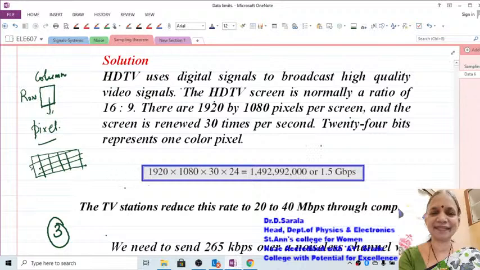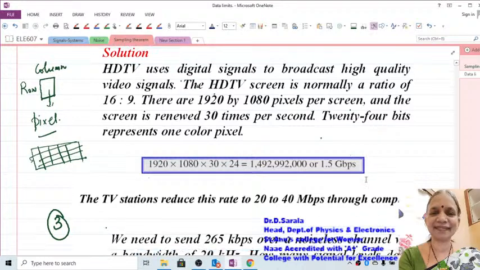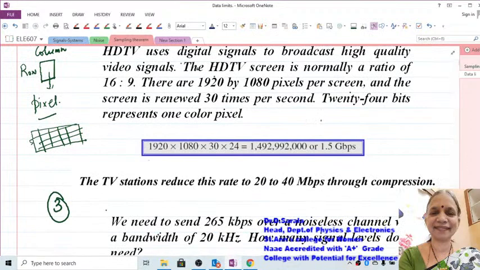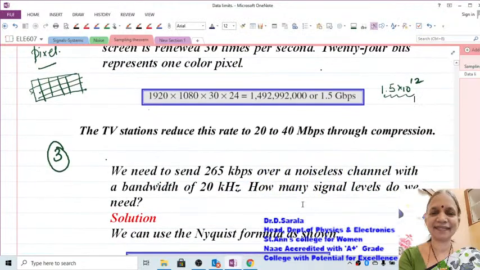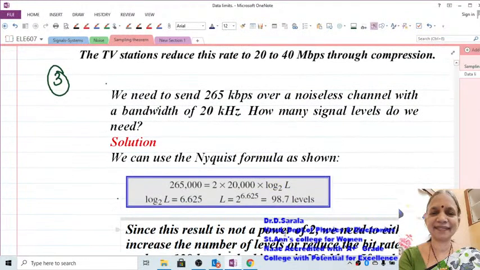So, how do you calculate this? 1920 into 1080, that is pixels, into 30, because 30 times it is refreshing. And 24 bits represents one color pixel, so into 24, it refers to 1 gigabits per second. So, the TV station reduces this to 20. It can't afford 40. This is 1.5 into 10 to the power 12. So, this is reduced to 20 to 40 megabits through compression. That is the best thing that is possible.